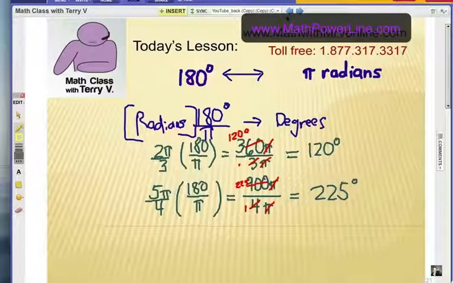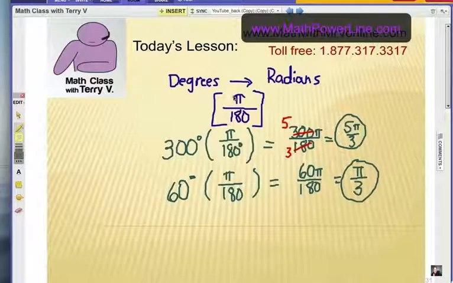Quick review here. If you're going to change a radian measure into degrees, use the conversion ratio 180 over pi. The pi has to be in the denominator. What if you're going to go from degrees to radians? You flip that over and use pi over 180. It's very easy to remember. Just remember that halfway across the circle, or a half turn, is 180 degrees, and that's the same as pi.